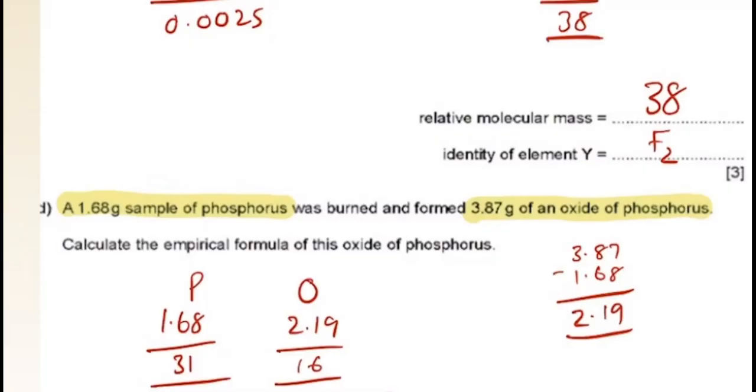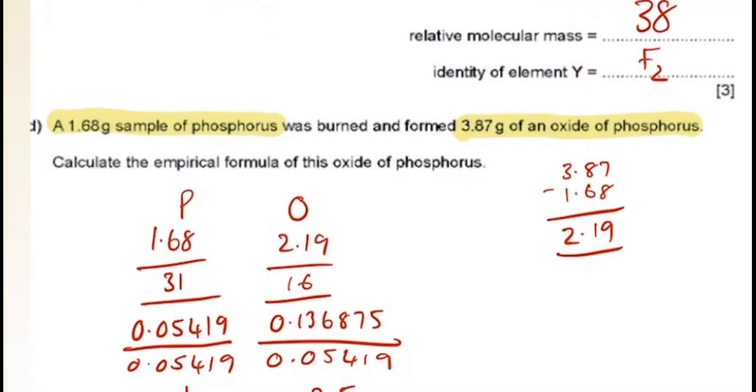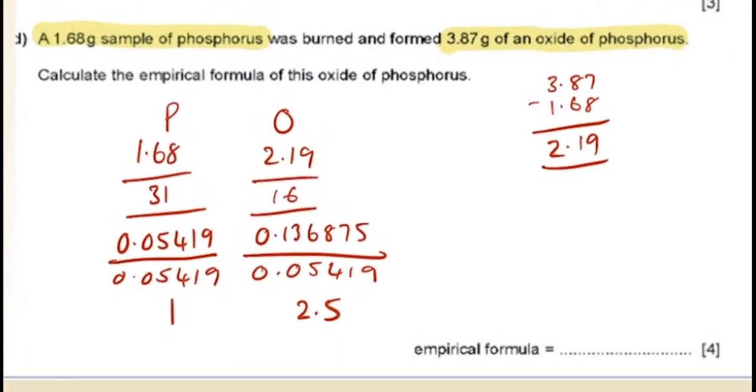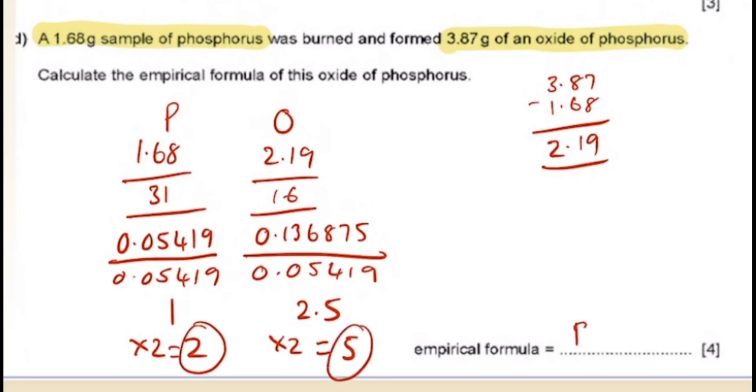Well, we can't have 0.5 of an atom, so we're going to need to times it up. 2.5 times 2 equals 5. So whatever we do on this side, we also have to do on this side. So 1 times 2 equals 2. Therefore, our ratio is 2 to 5. So it's going to be P2 and then O5.